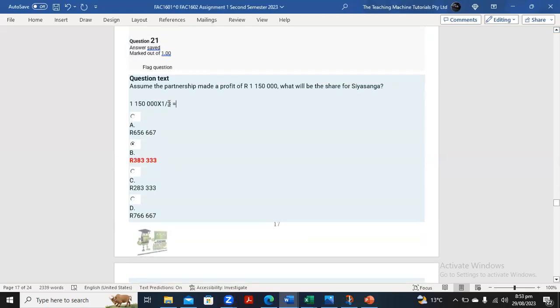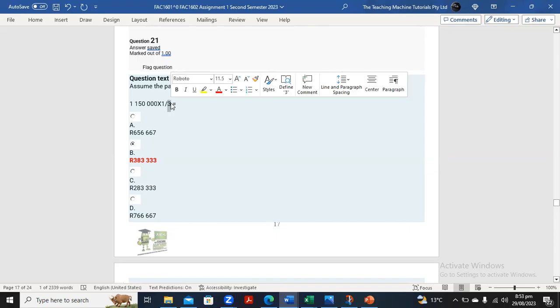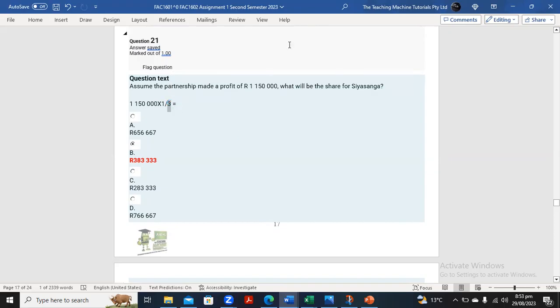So guys, with the denominator, you use the sum of the ratio. If the ratio is 2 to 3, the denominator will be 5. You always add. This is what belongs to the partner. This is the total.